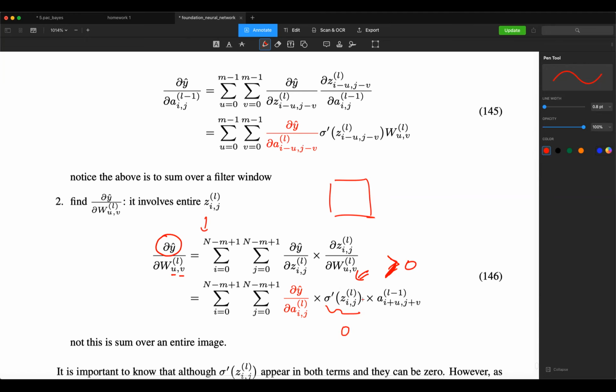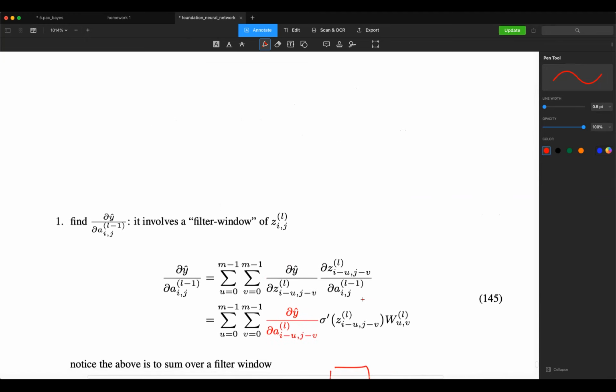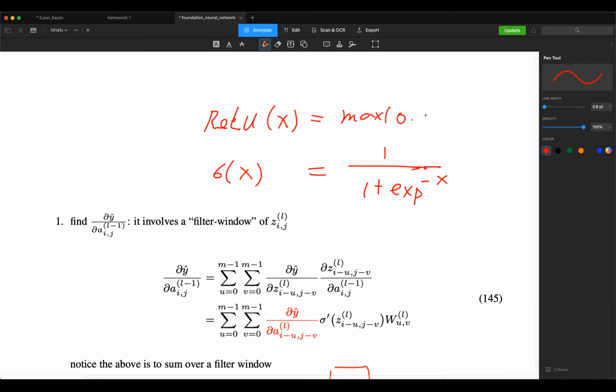Can I also ask you about the computation factor? When you're computing the ReLU function and computing the sigmoid function, the sigmoid function is 1 over 1 plus exp of minus x. And if you have a ReLU, it's just the max of 0 and x. Which one is faster?